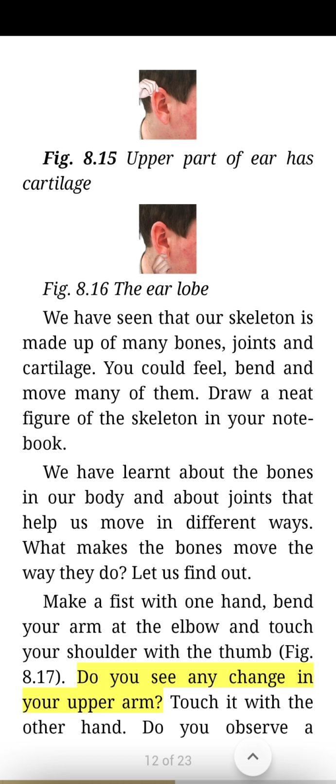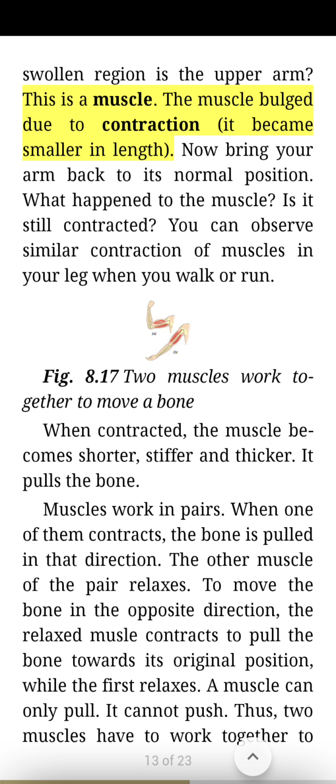Do you see any change in your upper arm? Touch it with the other hand. Do you observe a swollen region in the upper arm? This is a muscle. The muscle bulged due to contraction; it became smaller in length. Now bring your arm back to its normal position. What happened to the muscle? Is it still contracted? You can observe similar contraction of muscles in your leg when you walk or run. Fig. 8.17. Muscles work together to move a bone.